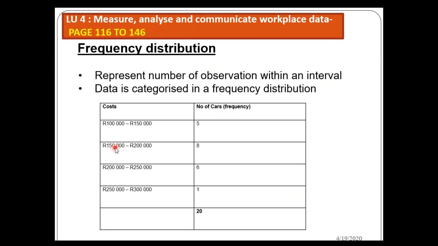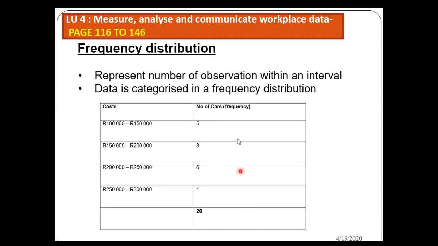Okay, for example, here, as you can see, I just came up with this data about cars. And this is the cost of buying the cars. So the cars which cost between 100,000 and 150,000 are 5 cars. Can you see? Those which are between 150,000 and 200,000, they are 8 cars. Those which are between 200,000 and 250,000, 6 cars. Can you see? So this is called the frequency distribution.